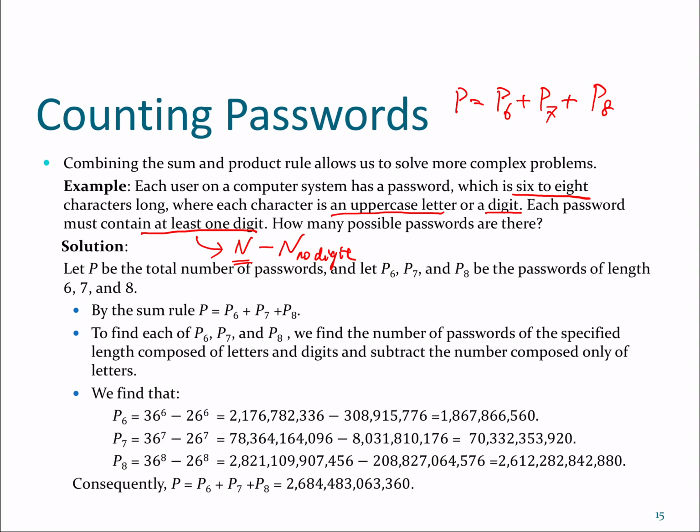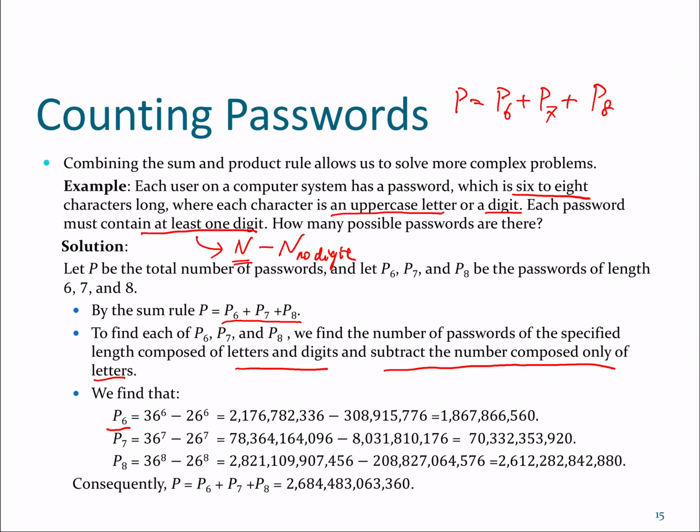So basically, P is equal to the sum of P6, P7, and P8. Let's look at each one of them. We can find the number of passwords for the specific length by looking at all the cases and subtracting the number composed only of letters. That means there's no digit. And then you can get the number of passwords for each length.